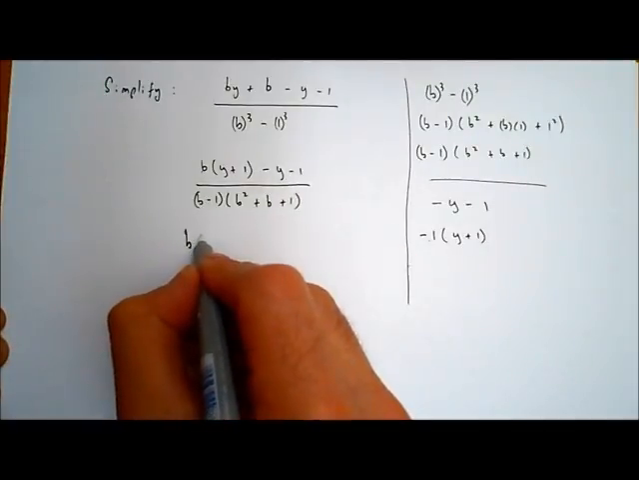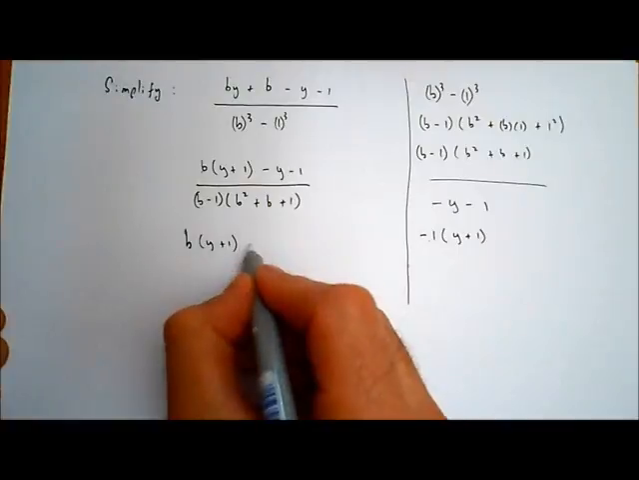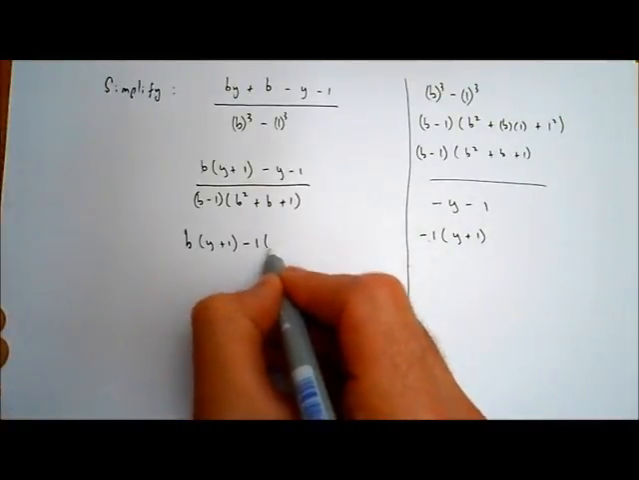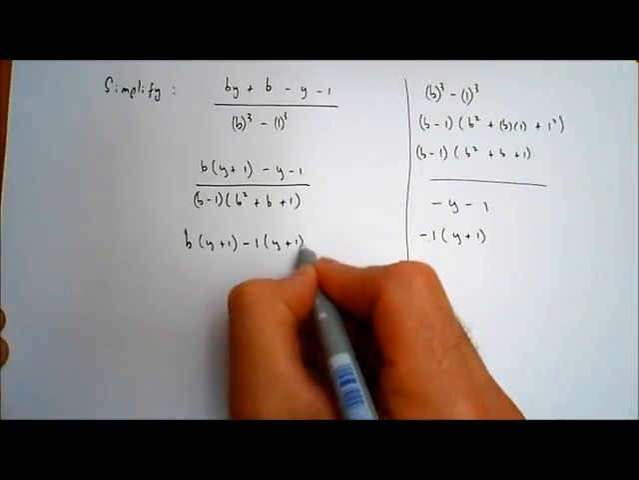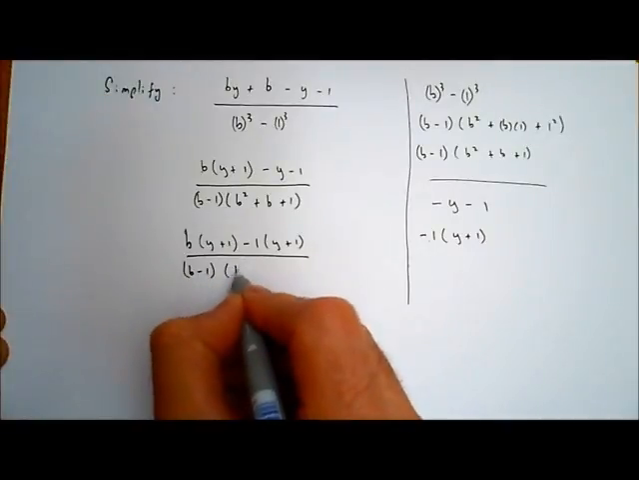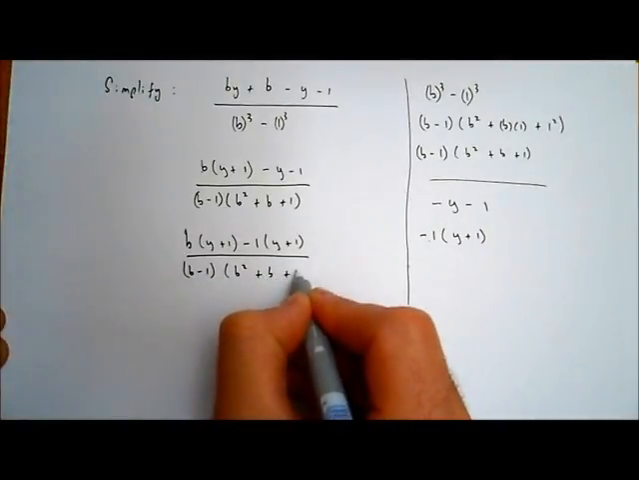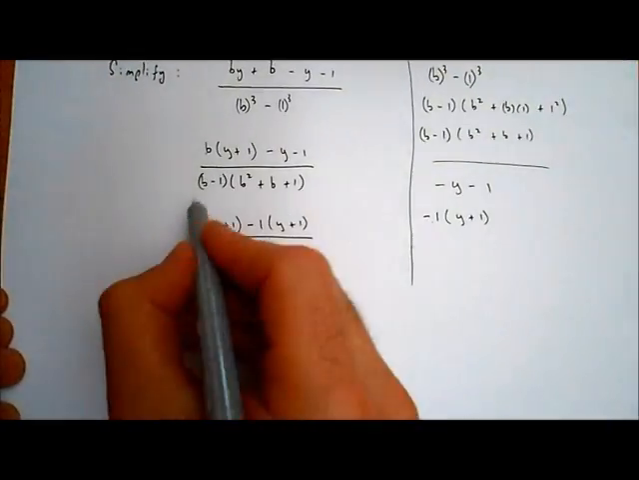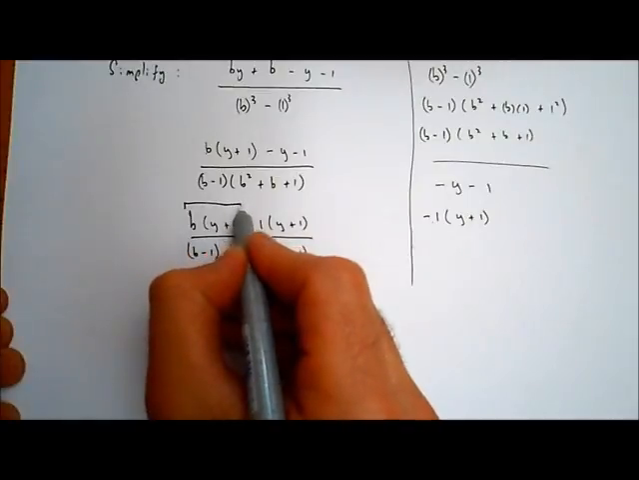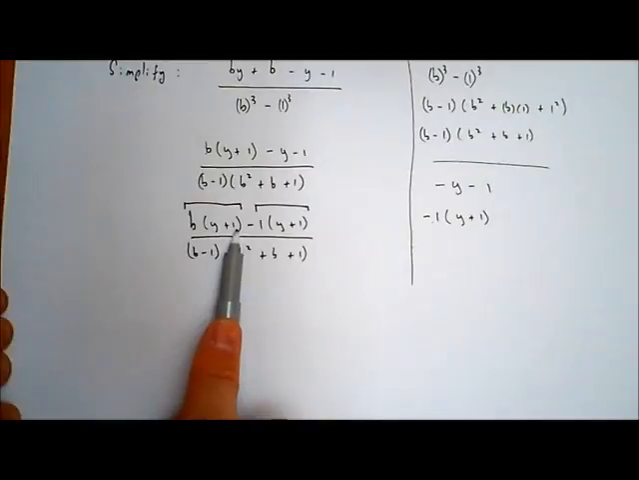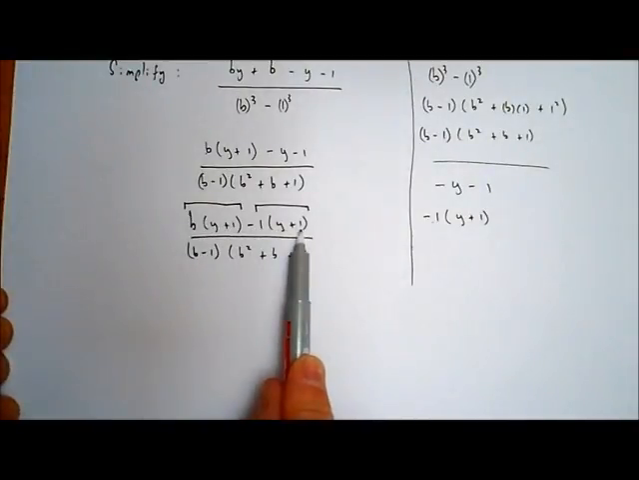So I'm left with b times y plus 1, and instead of writing this, I'm going to write that now. It's the same thing. So minus 1 times y plus 1 all over b minus 1 times b squared plus b plus 1. If you look at the two expressions in the numerator, there's a common factor, and the common factor is y plus 1, because this is b times y plus 1, and this is minus 1 times y plus 1.